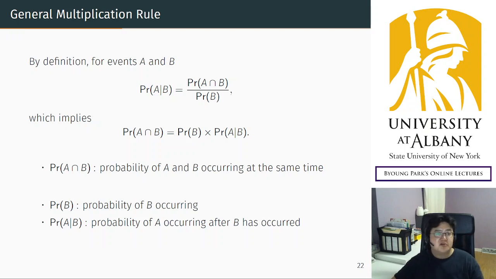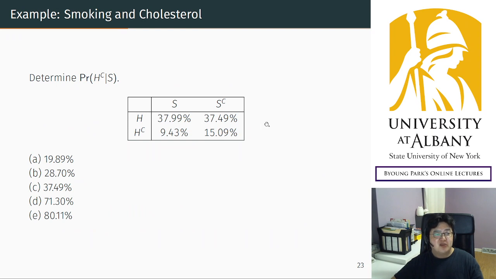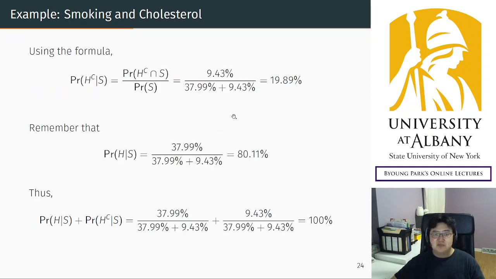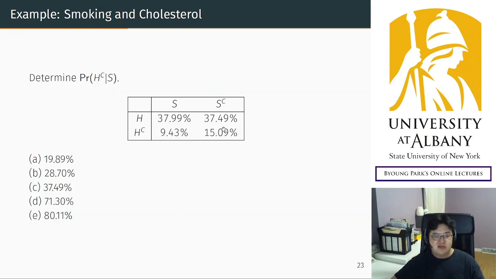So we learned the formula and the general multiplication rule follows directly from the formula. Now let's think about a different probability. What is the probability of not having high cholesterol given smoking? Try this again. 3, 2, 1. The answer is simple. Again, delete this column and compare like among these probabilities, we are interested in this guy.